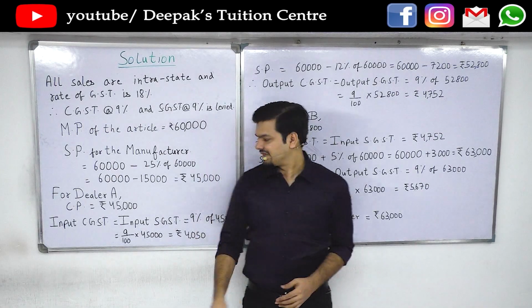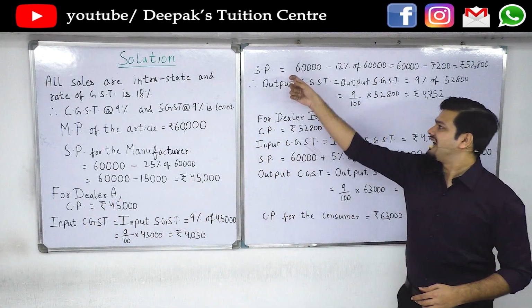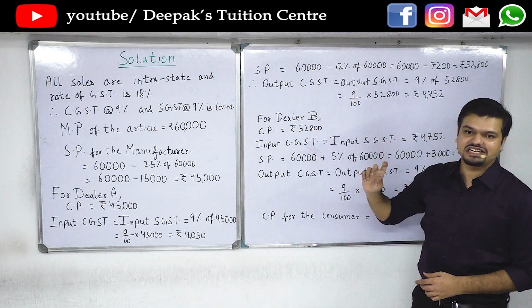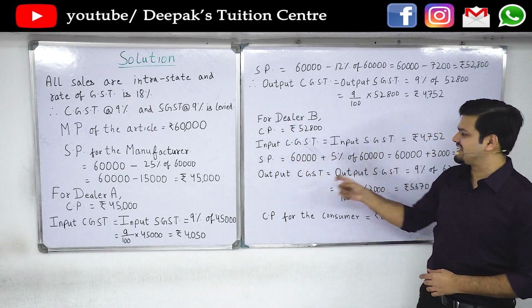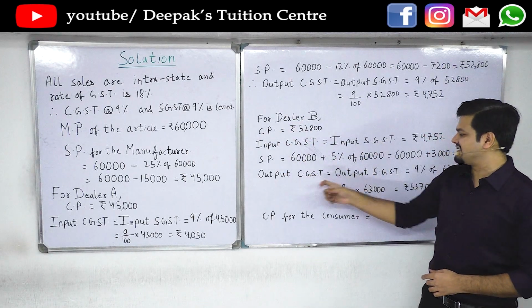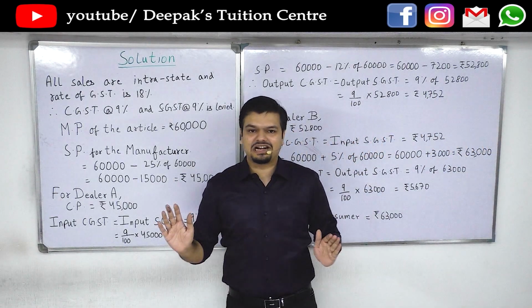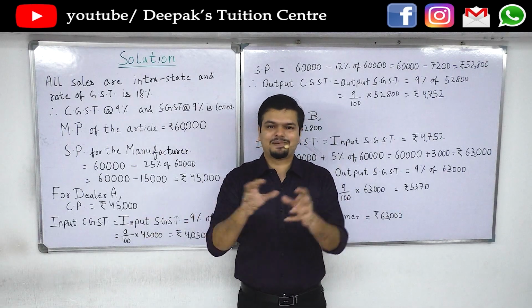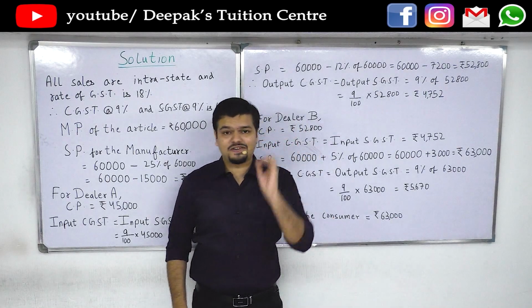For the dealer: CP, input CGST, input SGST, SP, output CGST, output SGST. For dealer B: CP, input CGST, input SGST, SP, output CGST, output SGST. These are my major requirements. I will calculate them and then I'll see which question has asked what, and I'll simply have to add certain stuff. Always remember, these are always required.